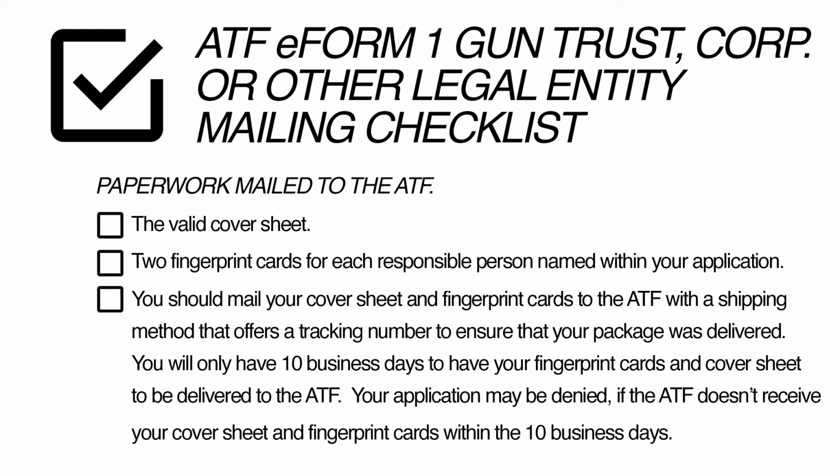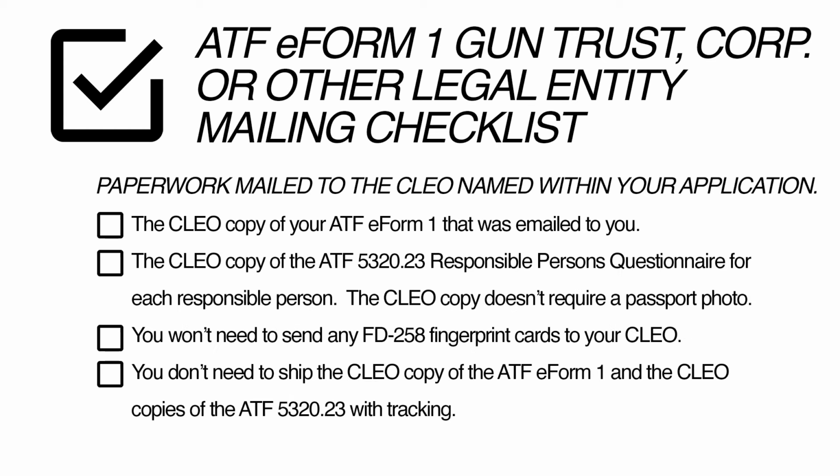The valid cover sheet. 2 fingerprint cards for each responsible person named within your application. You should mail your cover sheet and fingerprint cards to the ATF with a shipping method that offers a tracking number to ensure that your package was delivered. You will only have 10 business days to have your fingerprint cards and cover sheet delivered to the ATF. Your application may be denied if the ATF doesn't receive your cover sheet and fingerprint cards within the 10 business days. The below items will be sent to the CLEO that you named within the application.